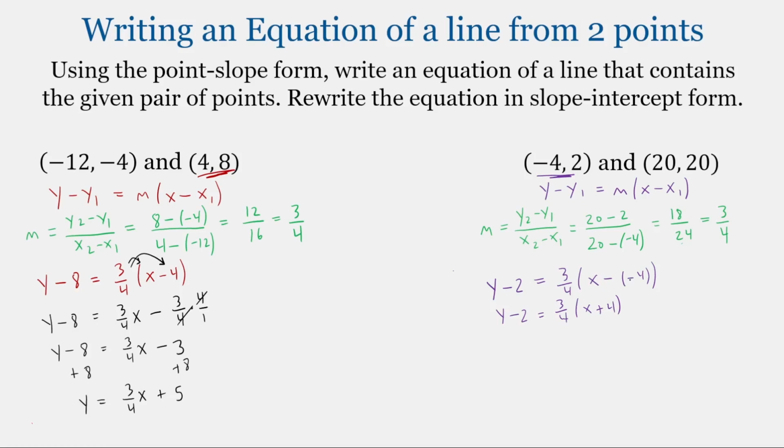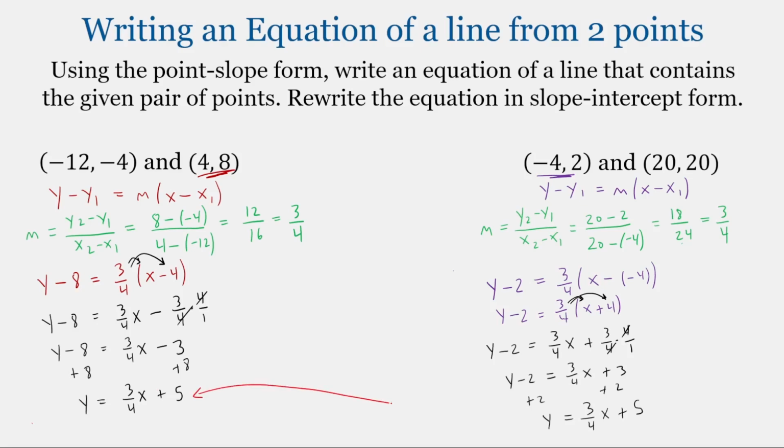Now let's rewrite this in slope-intercept form. We'll first multiply this 3/4 to the quantity x plus 4. We get y minus 2 equal to 3/4 x plus 3/4 times 4 over 1. Again, these 4's will cancel out. We have y minus 2 equal to 3/4 x plus 3. And then adding 2 to both sides, we get y equal to 3/4 x plus 5.